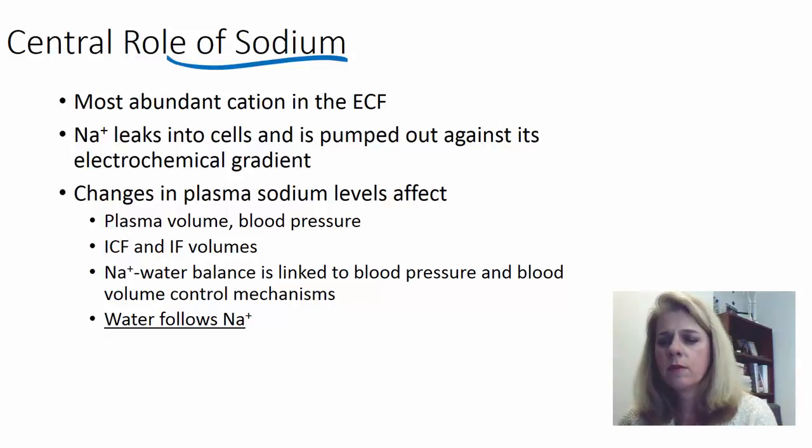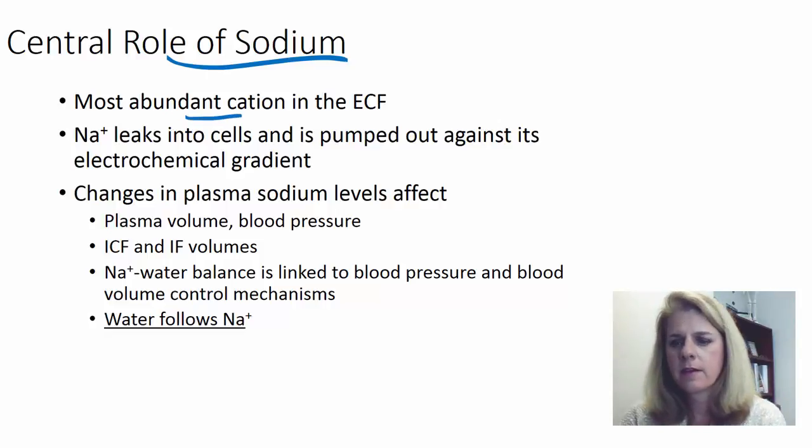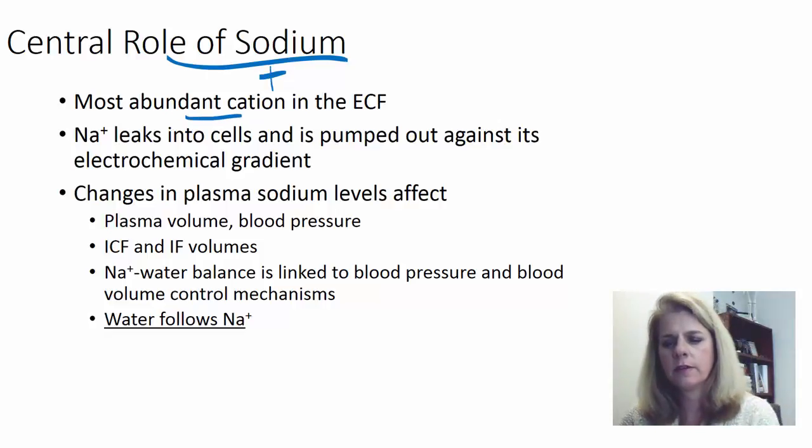Don't forget why we need sodium. Why is sodium even important? It's the most abundant cation, positive ion, in your extracellular fluid. Anywhere that sodium goes, water follows. So any changes in the amount of sodium in your blood can have huge effects on the rest of your body.